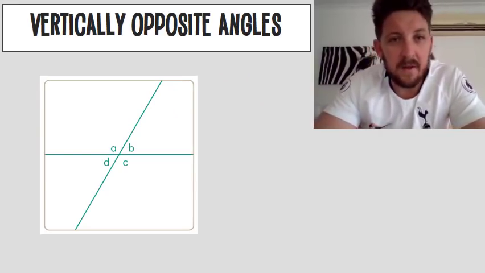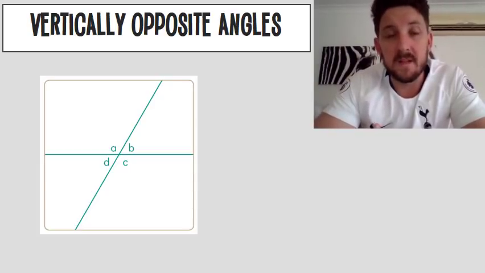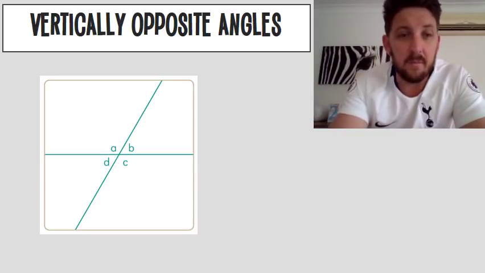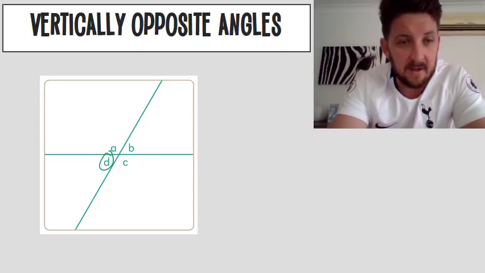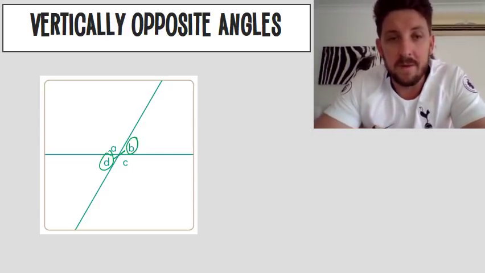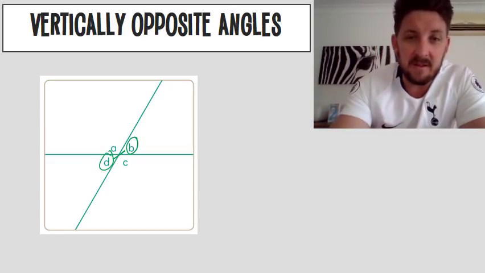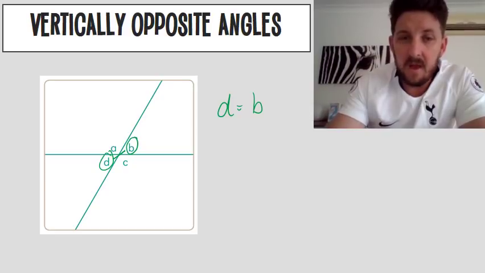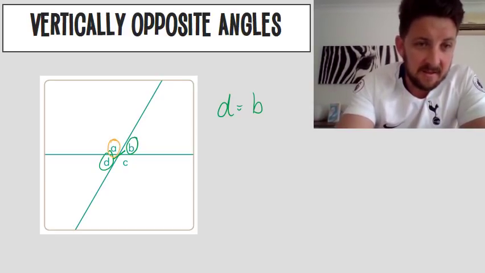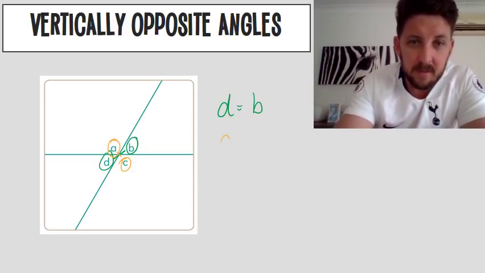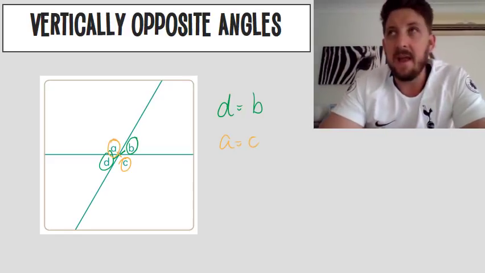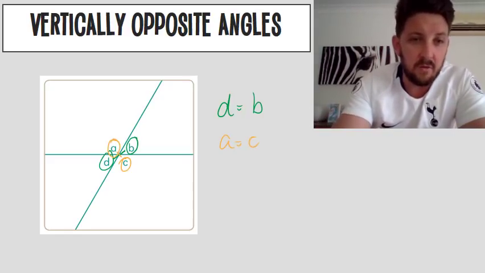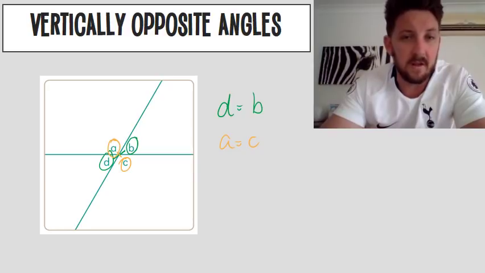So the third type of angles that I want to talk to you about is vertically opposite angles. Now all this means is that the angle that is directly across from where lines cross over or meet are exactly the same. So in this case, D is exactly the same as B. And we would know that A is exactly the same as C. Now the reason that we would know that is that it goes directly across that cross of those two lines.